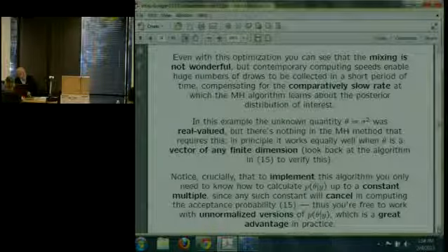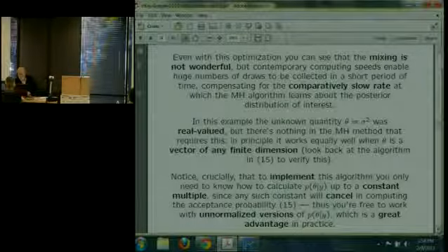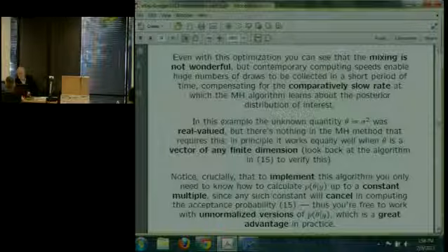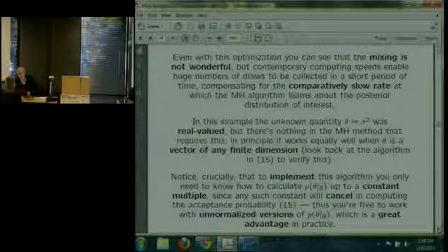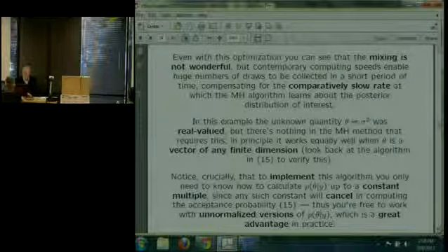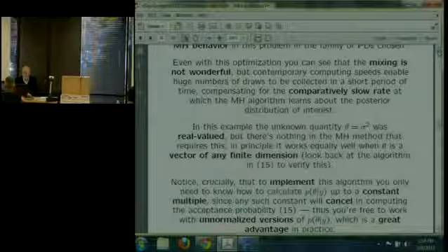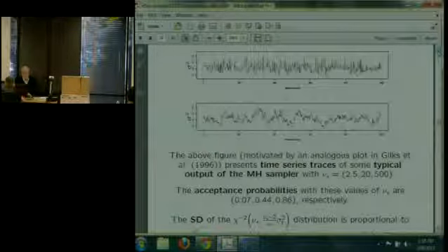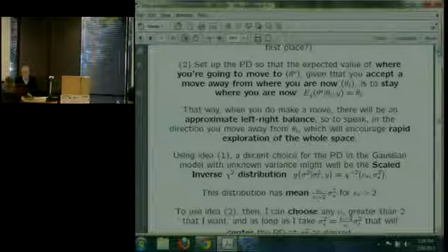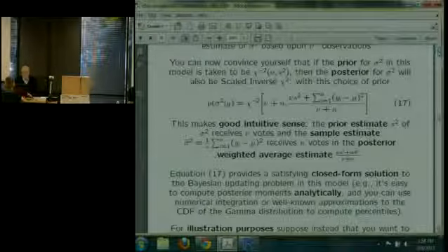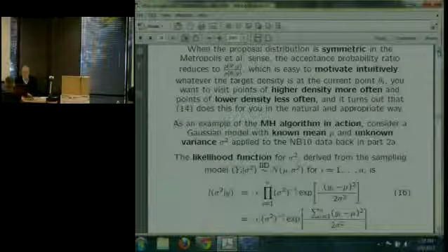Everything I've done so far makes it look as though the algorithm might only work for a parameter vector that has dimension 1, but actually it's pretty interesting. If you look back at the algorithm, there's nothing in the algorithm that assumes that theta is a scalar rather than a vector.